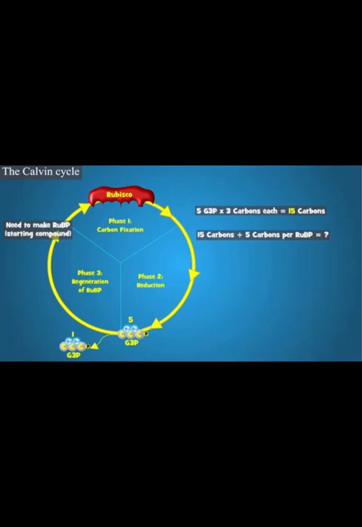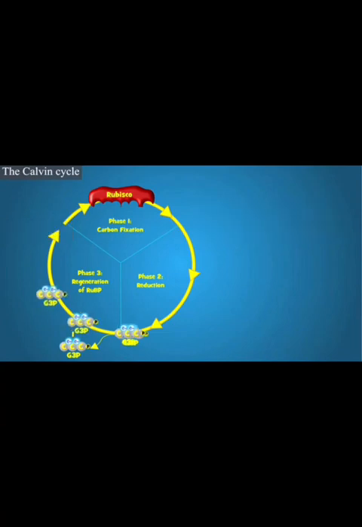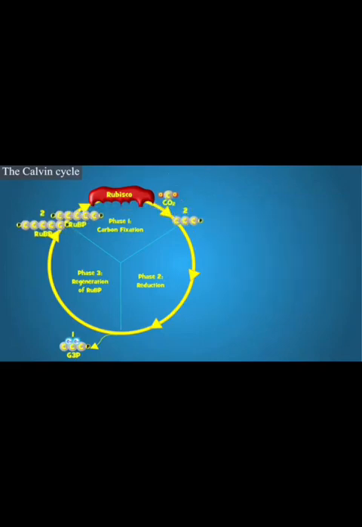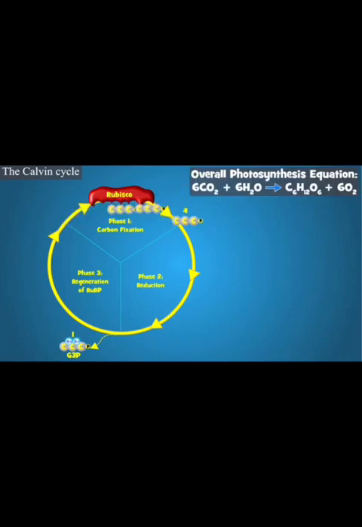Remember, our overall photosynthesis equation has 6 carbon dioxides being used to make 1 glucose molecule with 6 carbons. With this in mind, how many G3Ps are needed to make 1 glucose? If you said 2, you are correct. Now you have seen how the Calvin cycle is used to make glucose and how the light-dependent reactions provide the NADPH and ATP that were needed to make the Calvin cycle work.